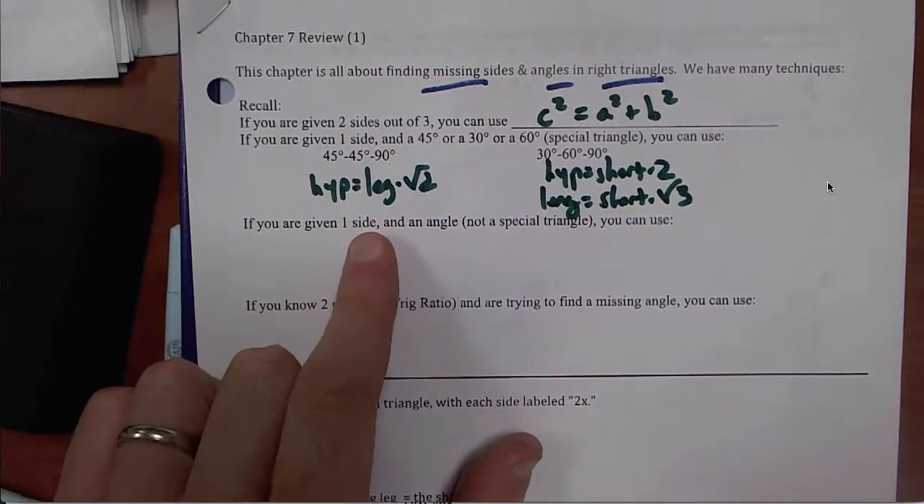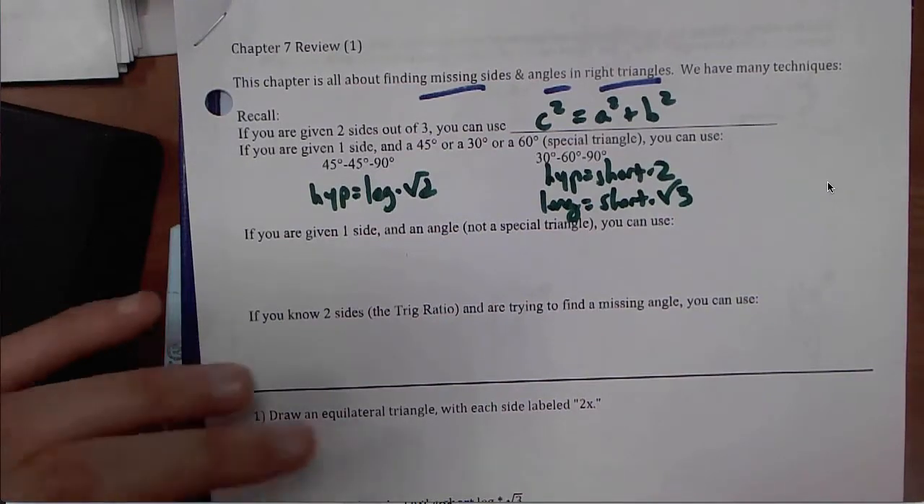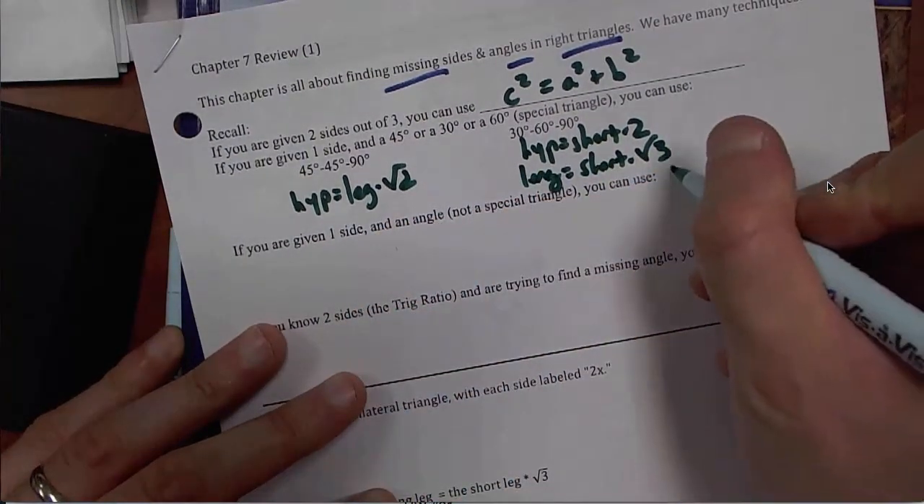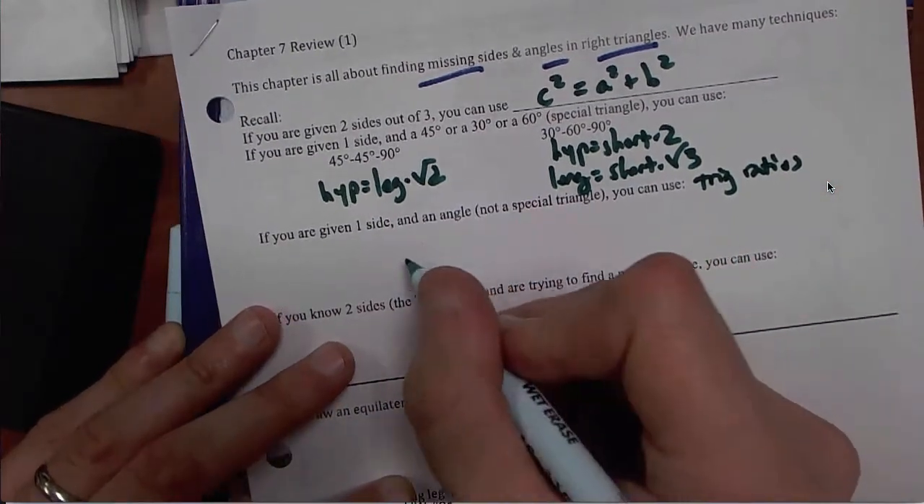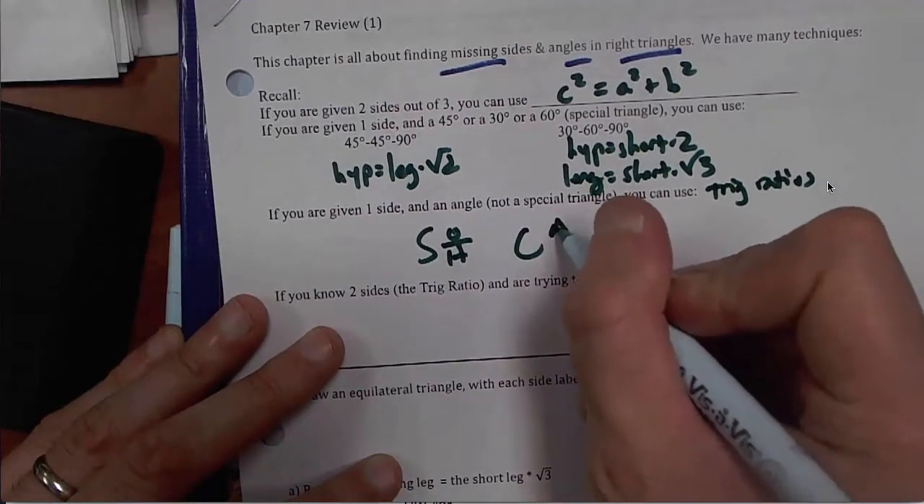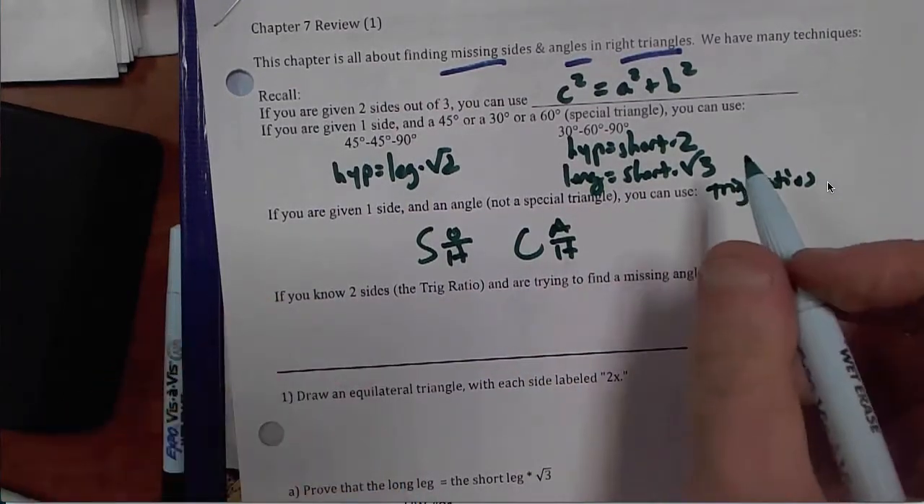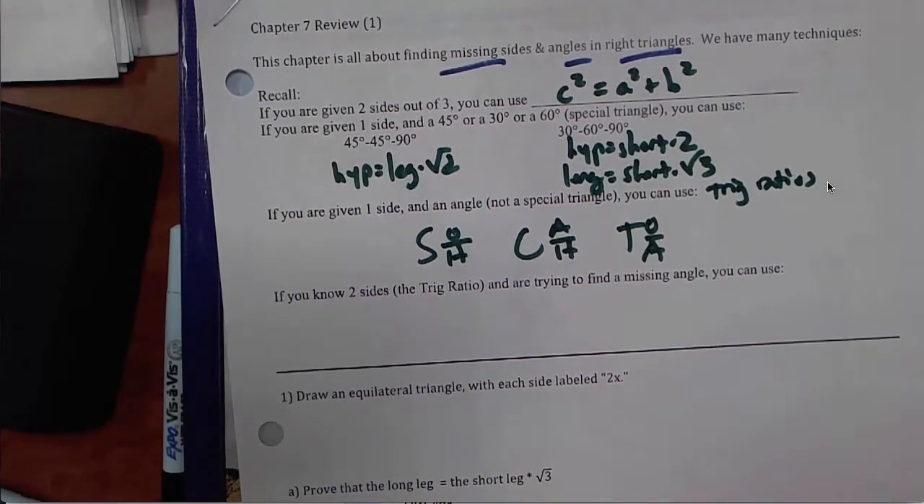Finally, if you were given 1 side, but it's an angle that's not special, like 41 degrees, 75 degrees, you can use our trig ratios. So we can use the sine ratio, opposite to hypotenuse, if we have those. We can use the cosine ratio, the adjacent to hypotenuse ratio. Or we could use the tangent ratio, opposite over adjacent.